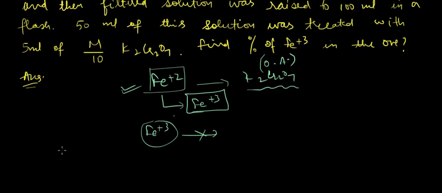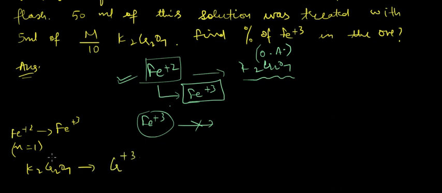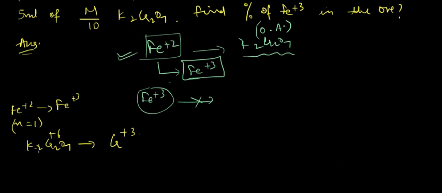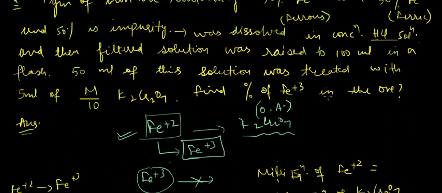So we know the N factor for K2Cr2O7. Fe2+ would be getting converted into Fe3+, so the N factor in case of Fe2+ would be 1. K2Cr2O7 would be getting converted into Cr3+, so Cr is going from +6 state to +3 state, hence the N factor of K2Cr2O7 would be 6. Hence we can write that milli equivalents of Fe2+ for the titration would be equal to milli equivalents of K2Cr2O7.